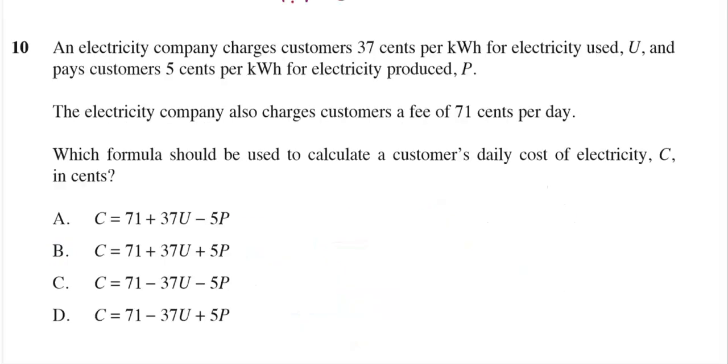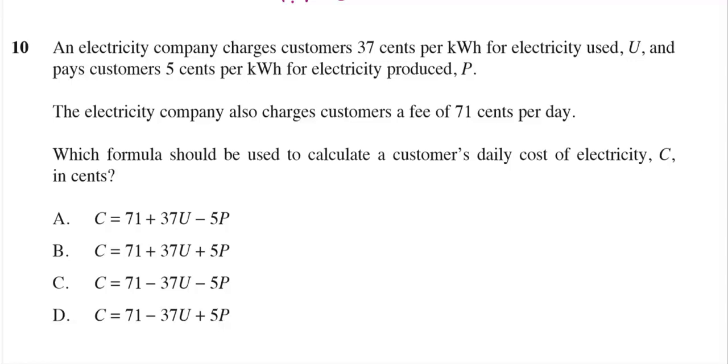Question 10. An electricity company charges customers 37 cents per kilowatt hour for electricity used, given by capital U, and pays customers 5 cents per kilowatt hour for electricity produced, given by capital P. The electricity company also charges customers a fee of 71 cents per day. Which formula should be used to calculate a customer's daily cost of electricity, C, in cents? Pause here to try yourself.